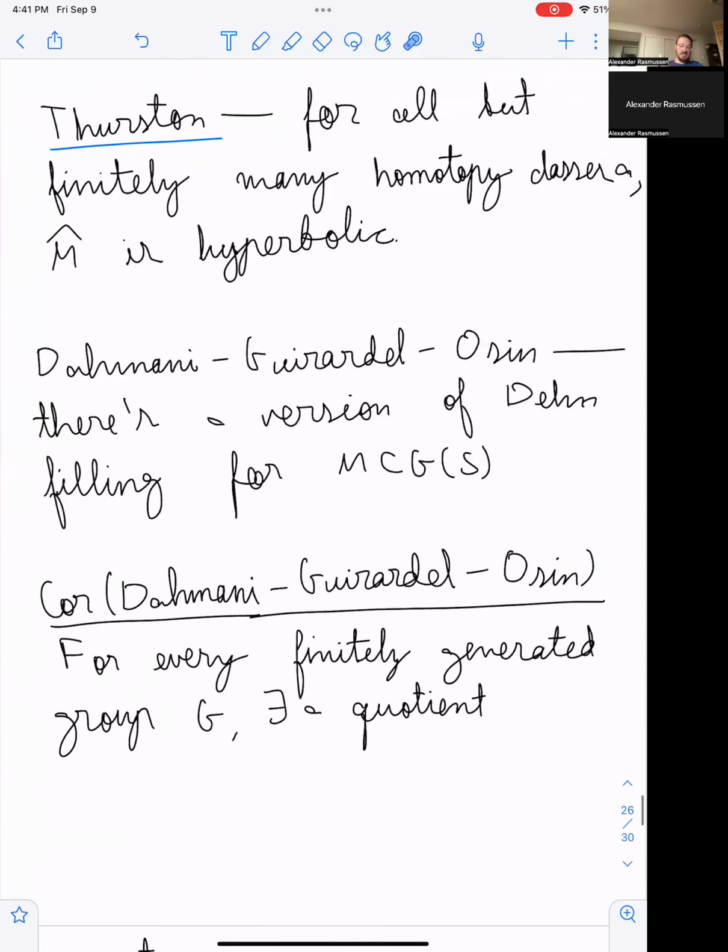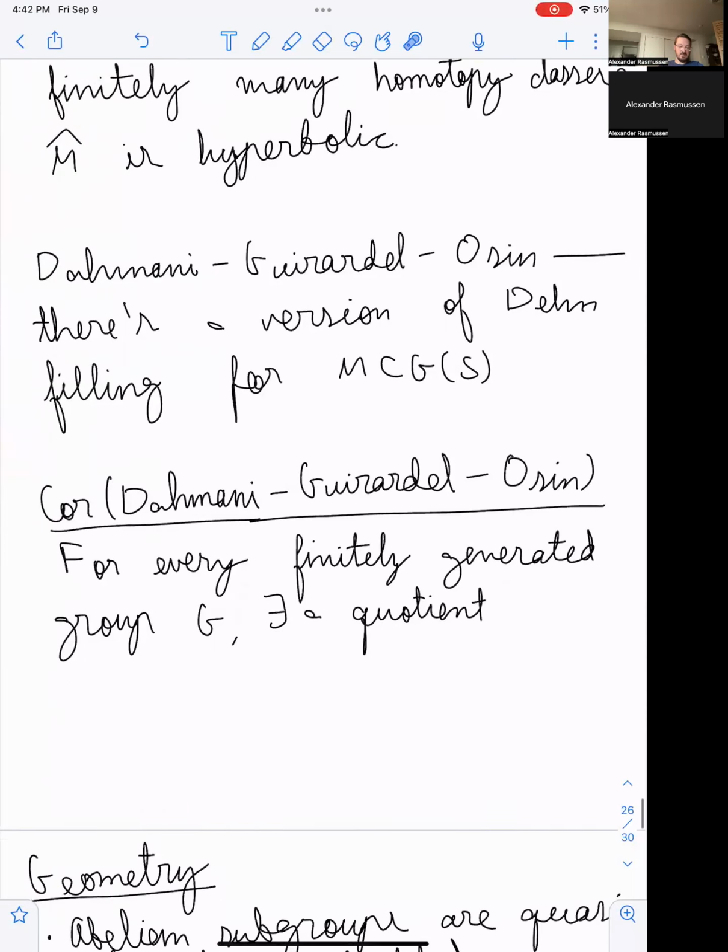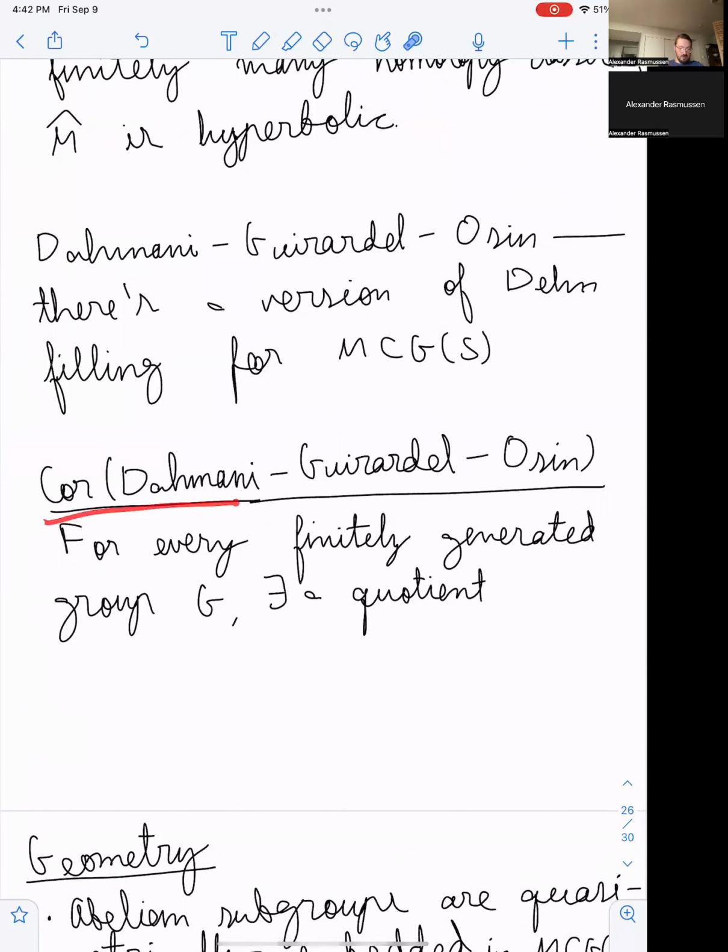So now we want to study quotients of mapping class groups. And to do this, Dahmani-Guirardel-Osin introduced a version of Dehn filling for the mapping class group. So you can study normal subgroups and quotients by these normal subgroups in a geometric way and say the quotients have really nice controlled properties. Like you can make the quotients hyperbolic, for instance. And this leads to some really interesting theorems.